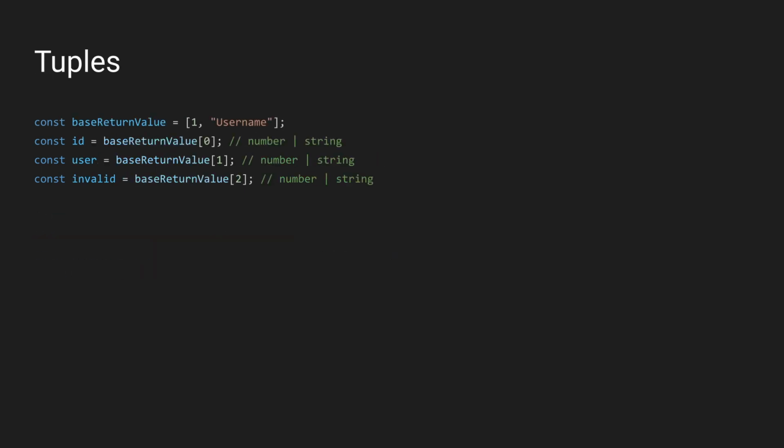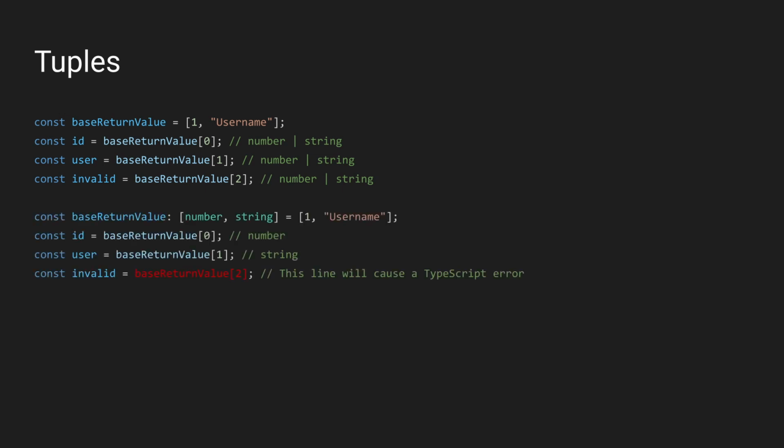When dealing with arrays of a constant size, we can use tuples to represent the type of each specific index of the array. The concept will be more clear on an example. We have an array that contains only two items, a number and a string. If we use the standard array type, each index will be treated as a number or a string. We can use a tuple type to determine that the first index is always a number and the second is a string. This will also prevent us from accessing indices outside of the boundary.